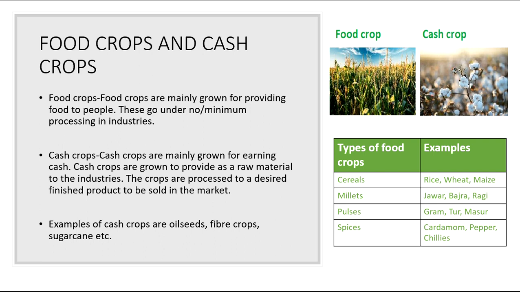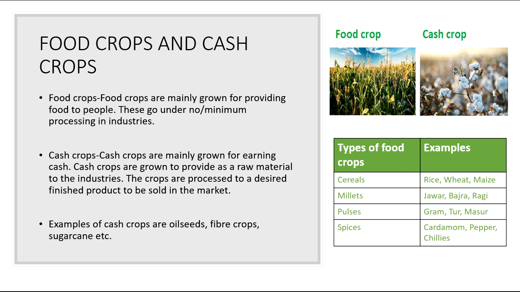So now let's move on to food crops and cash crops. Food crops. Food crops are mainly grown for providing food to people. These crops go under minimum or no processing in industries as they are consumed directly by the people. Food crops include cereals, millets, pulses, and spices.